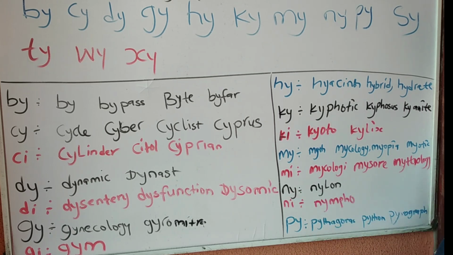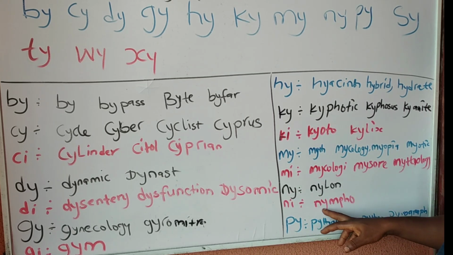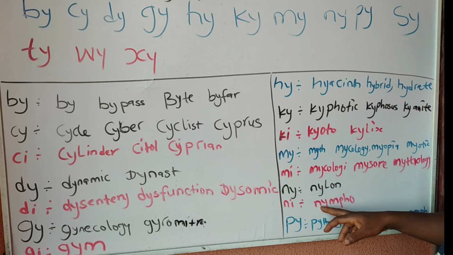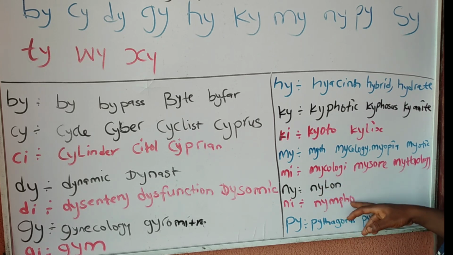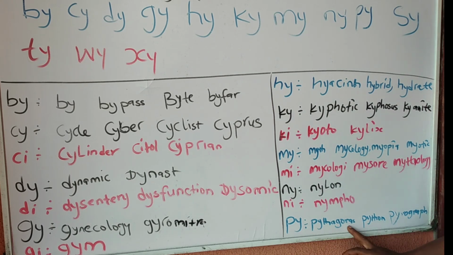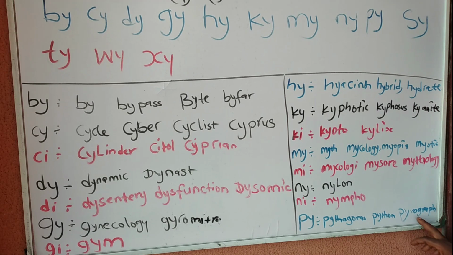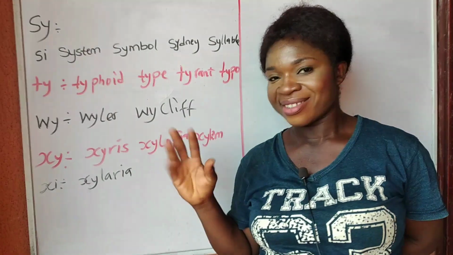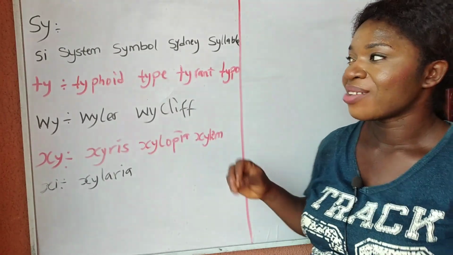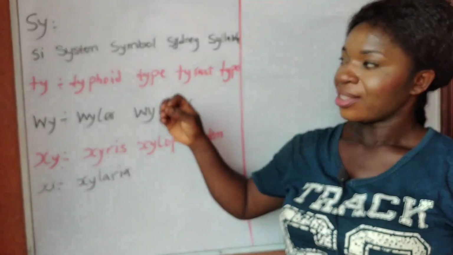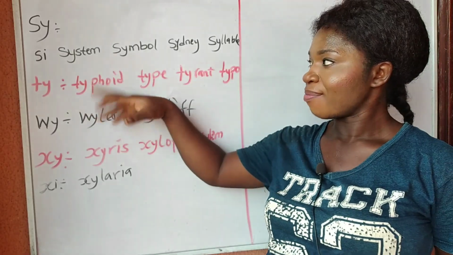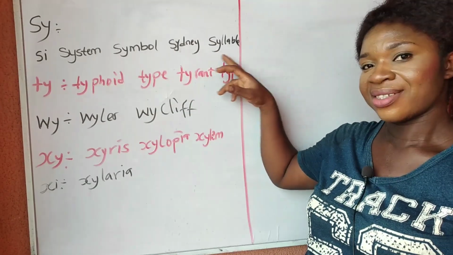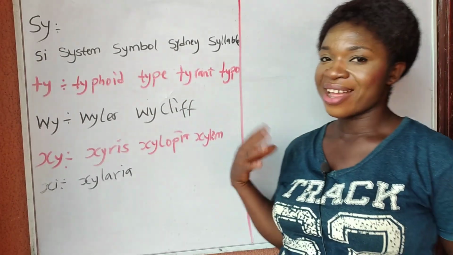We have the ny, we have nylon, and we have nifu. We have py, which is the pi sound. We have pictographs, python, pyrography. Okay, I'm looking at this xy, which is the psi. Most of the words sound like si. So I have system, symbol, Sydney, syllable. So most of the words sound si instead of xy.